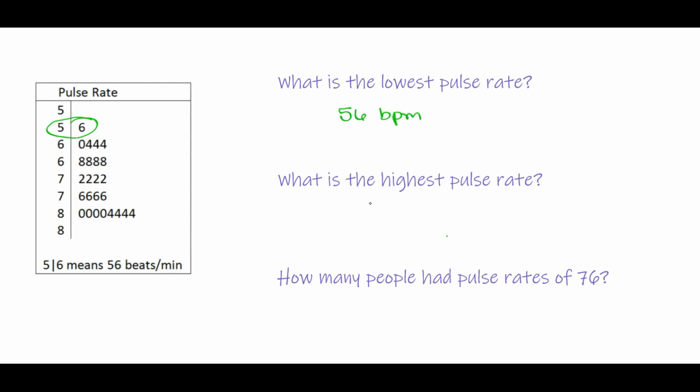What's the highest pulse rate? So the highest pulse rate is going to come from here. Remember, I'm going to take this number and then put this number at the end of it. So 8|4, so 84 beats per minute. And then this is asking us how many people had a pulse rate of 76. So I want to find the 7s, and then here are all of the 6s, and there's 1, 2, 3, 4 of them. So 4 people had a pulse rate of 76.